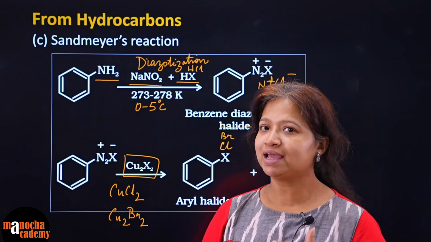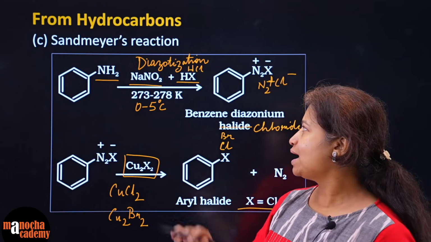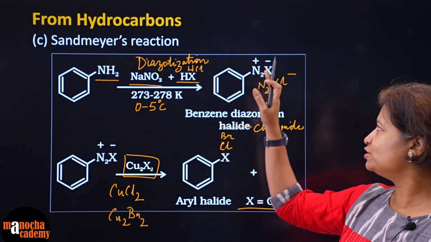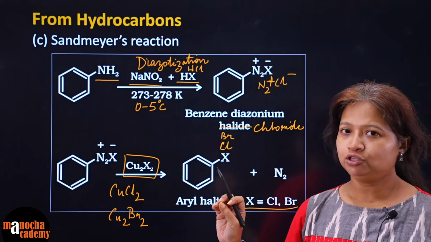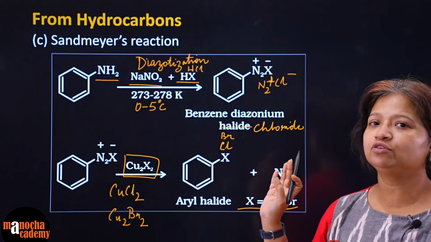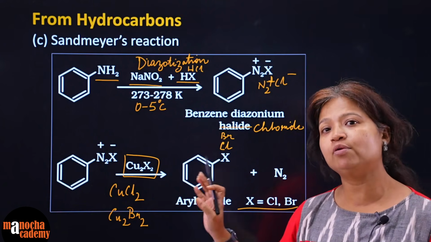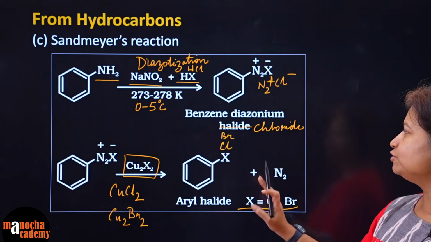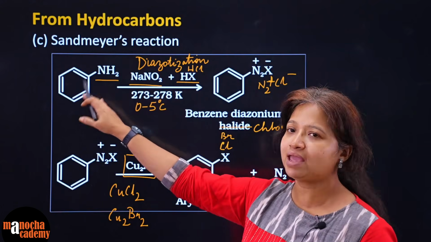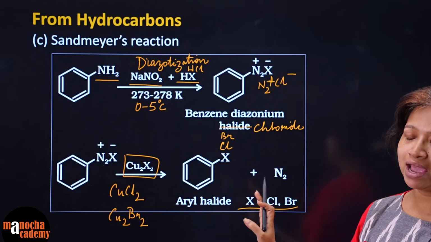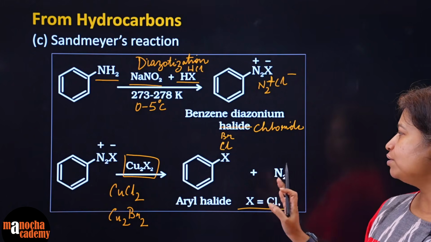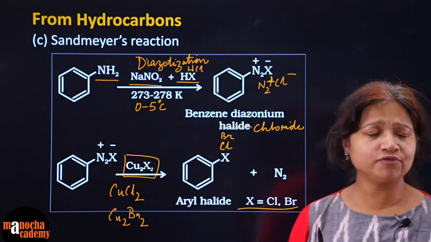It actually forms nitrous acid in situ, and at 0 to 5 degrees it gives a diazonium chloride. If you react that with cuprous chloride, you get chlorobenzene. If you react with cuprous bromide, you get bromobenzene. So you can see you can convert a primary amine, an aniline, to a halobenzene or haloarene. Accordingly, this is the method of preparation.